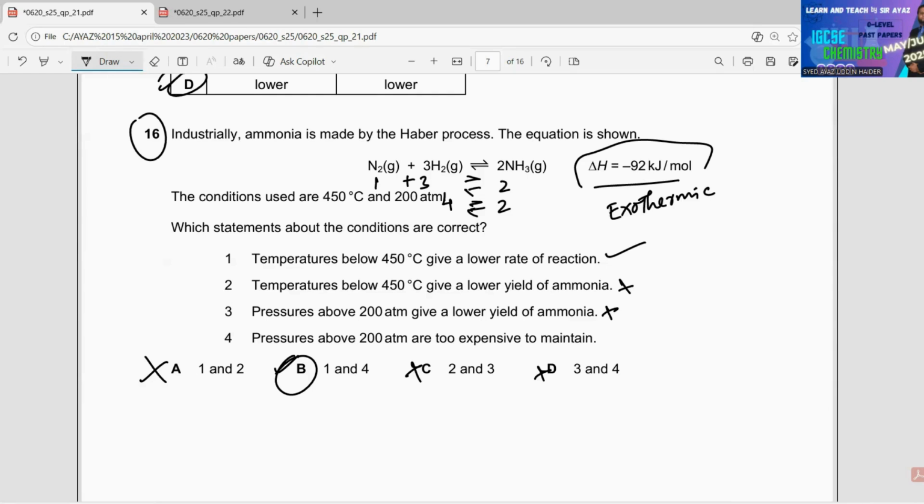What about 4? Pressures above 200 atm are too expensive to maintain. This is correct, because we need highly pressurized vessels in this case. So 4 is correct. So 1 and 4 are correct here.